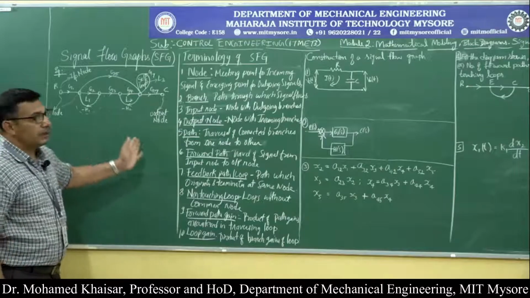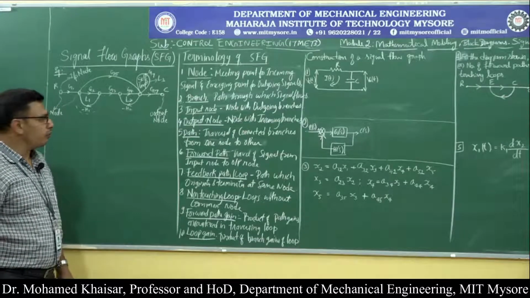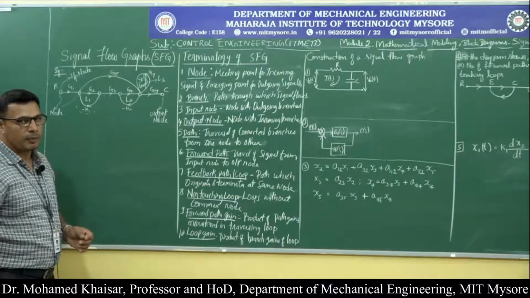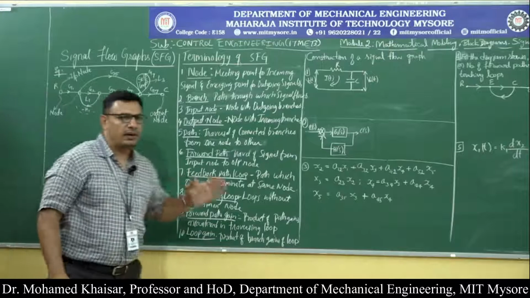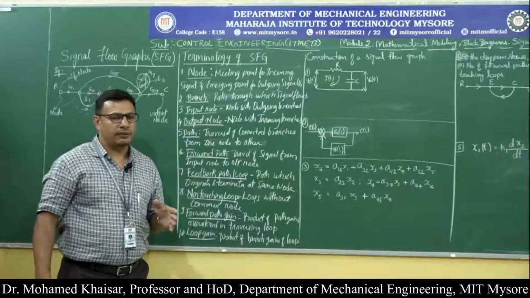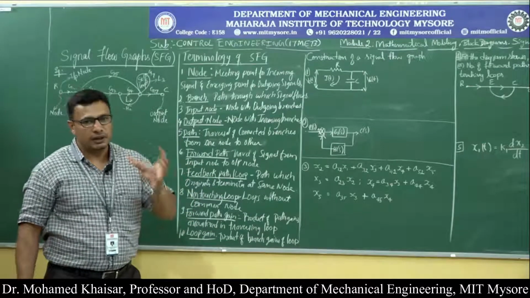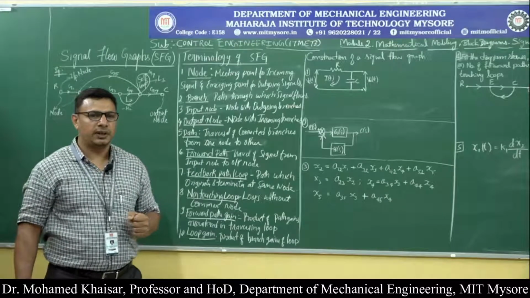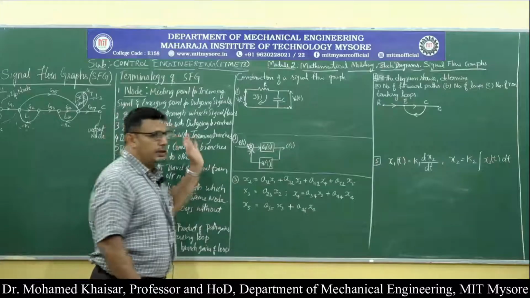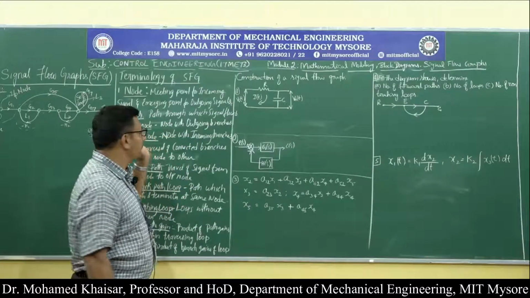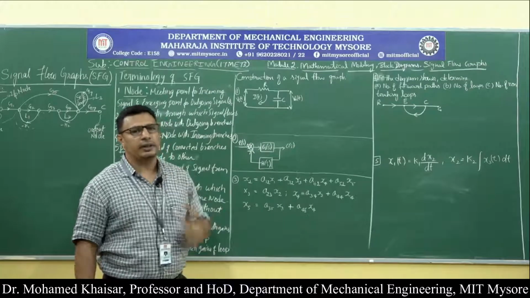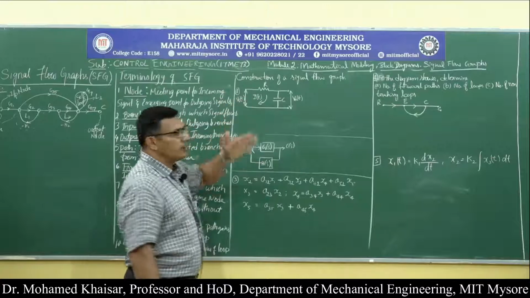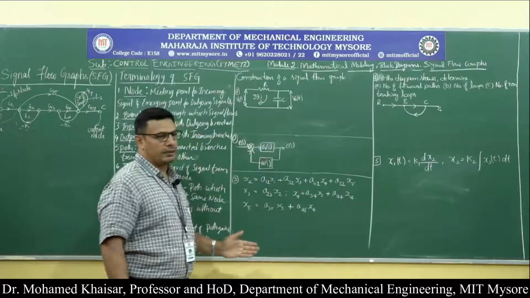So this is the terminology one is supposed to know in order to start using signal flow graphs, so that we will be able to analyze any given system and arrive at the transfer function C(s) by R(s). After knowing the terminologies of signal flow graphs, now let us learn how to construct a signal flow graph for any given system. Let us learn it with the help of some simple problems.